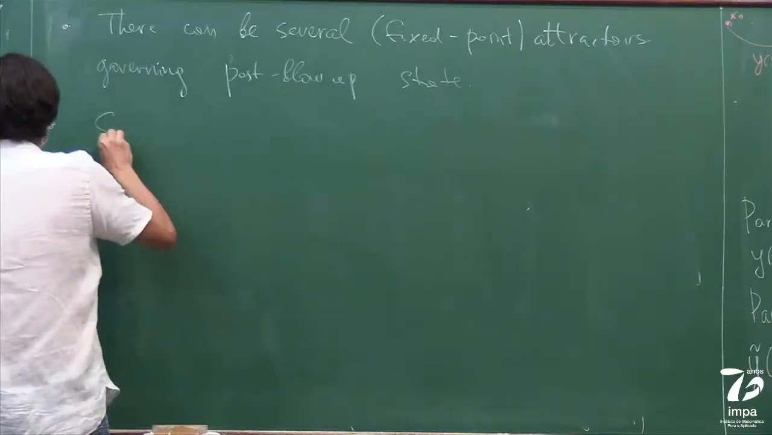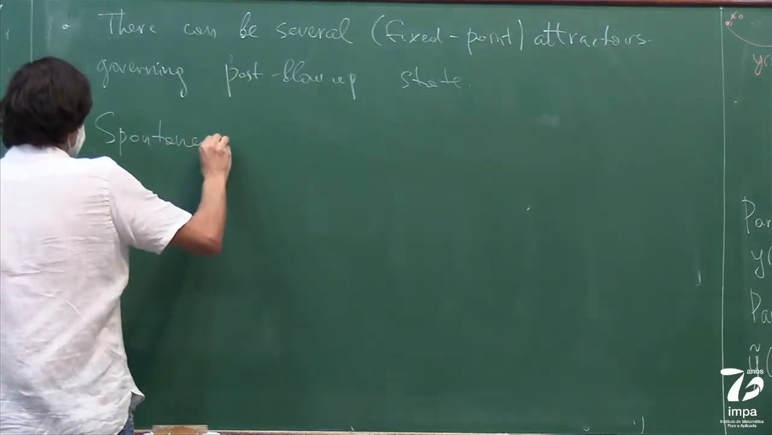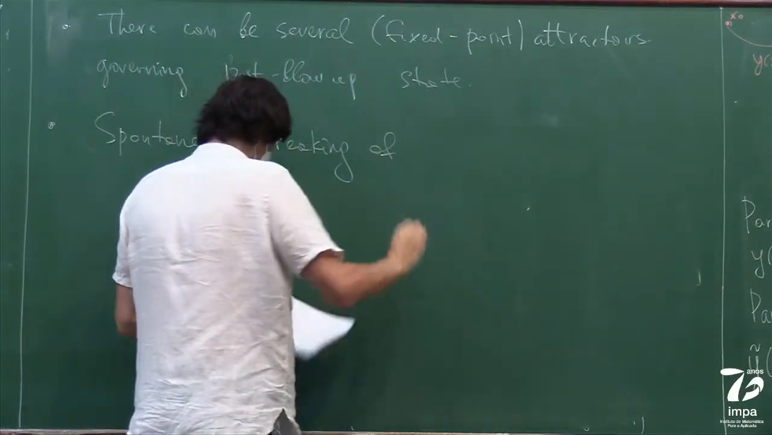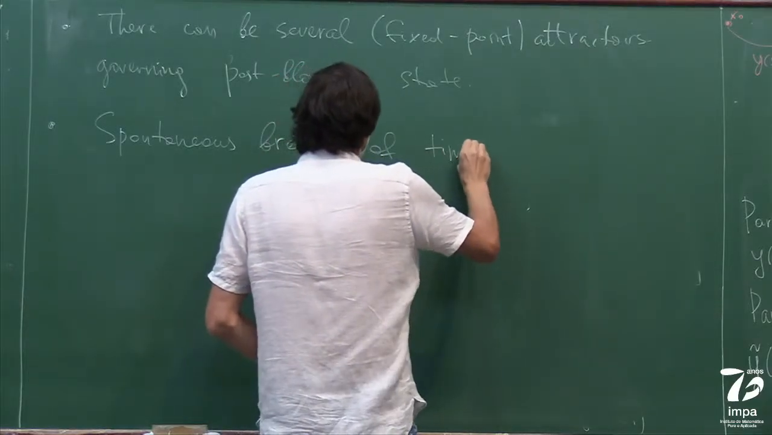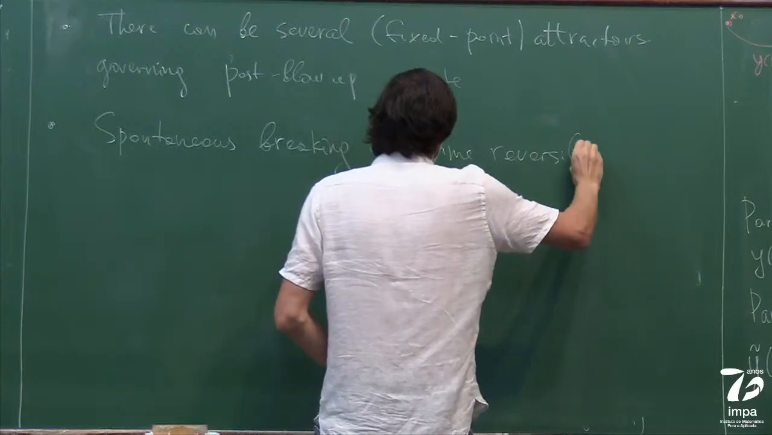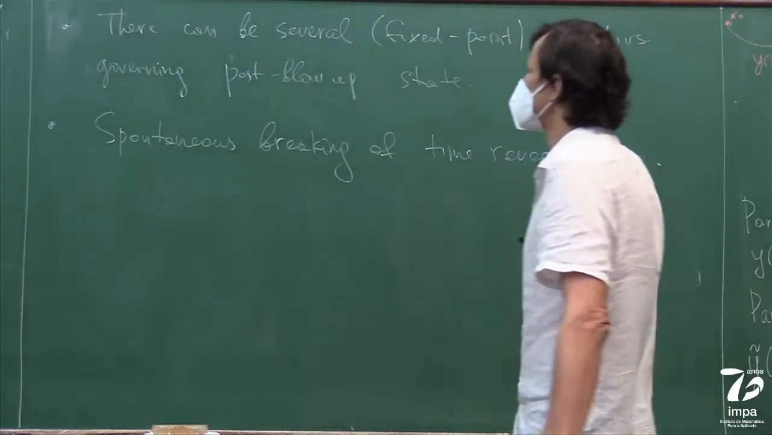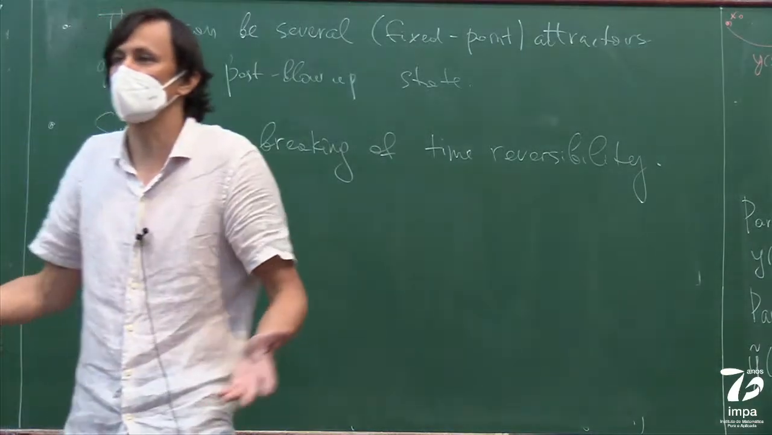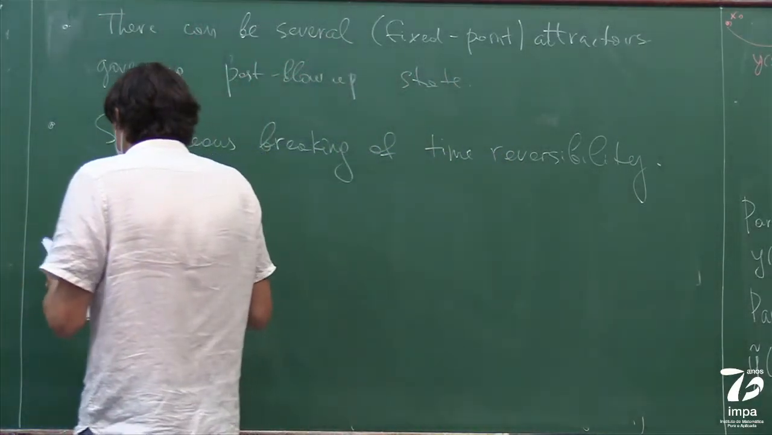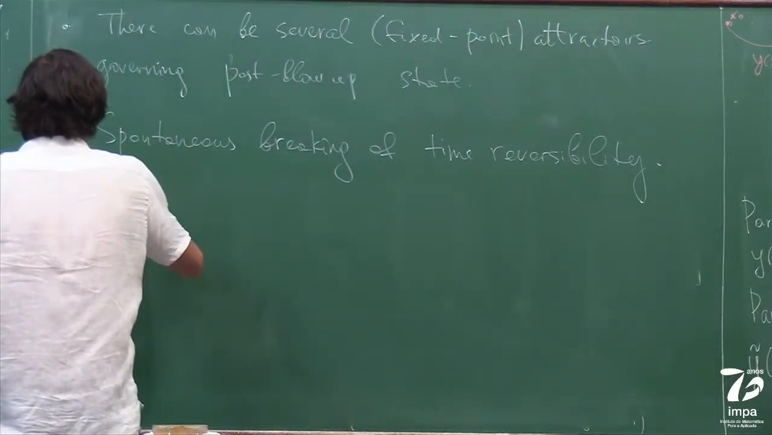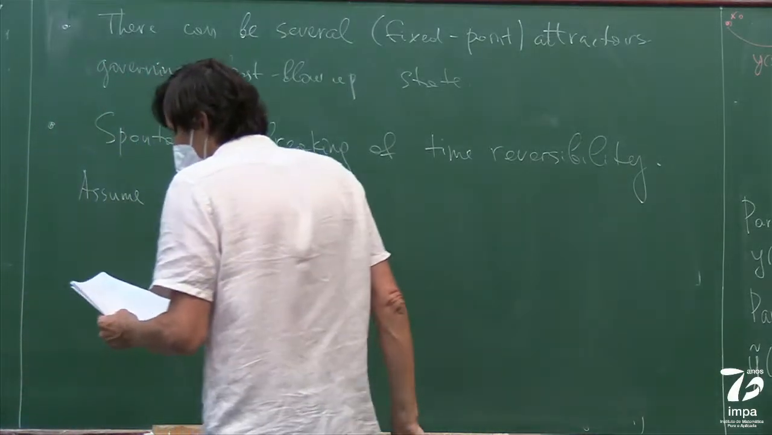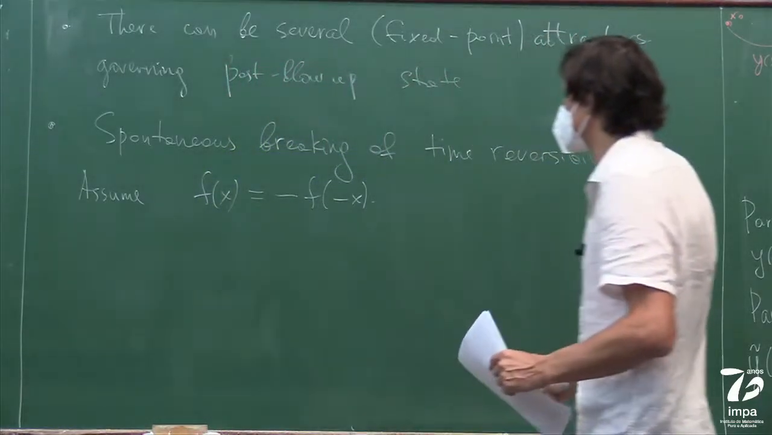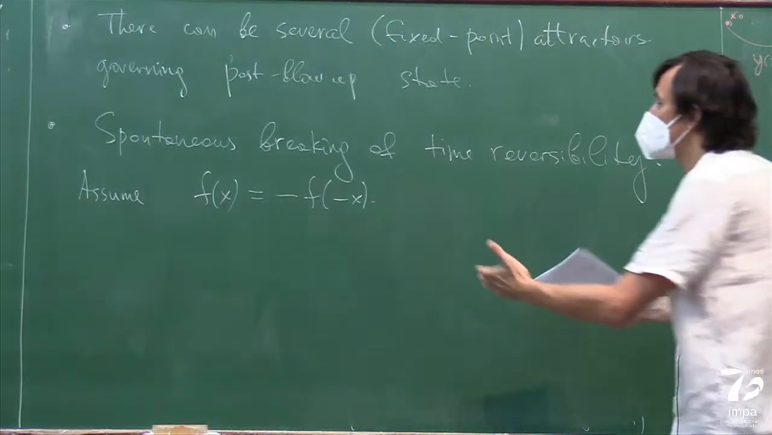It is a spontaneous breaking of time reversibility. So assume that you have a system which is time reversible. It doesn't matter if the time goes forward or backward, same equation. How can you do it? Assume that f of x is such that it's minus f of minus x. So it's an odd function. Okay, so your system has this property.